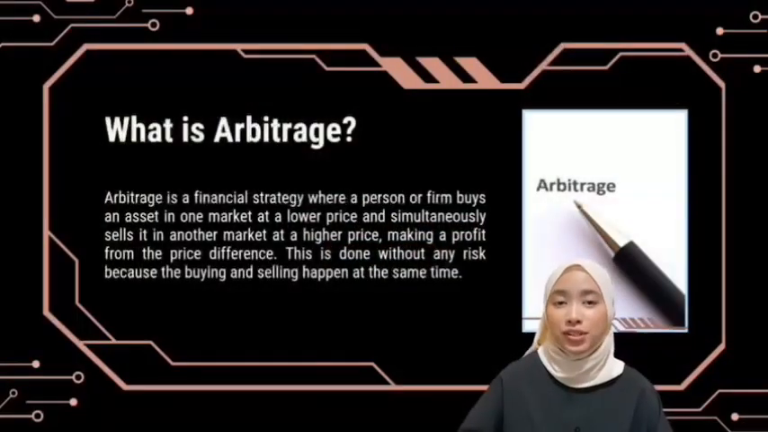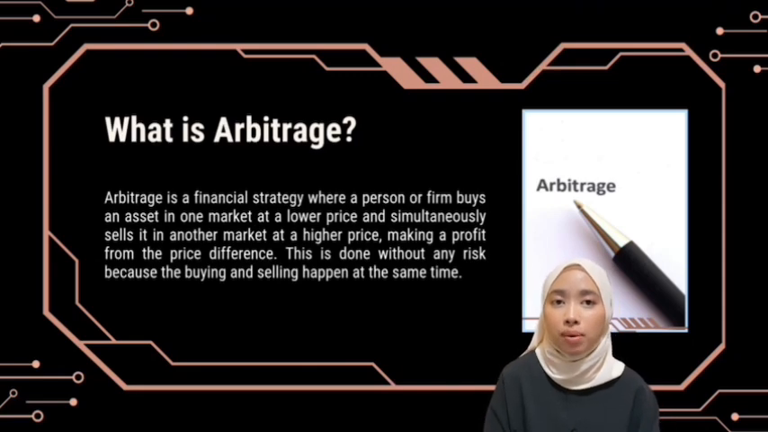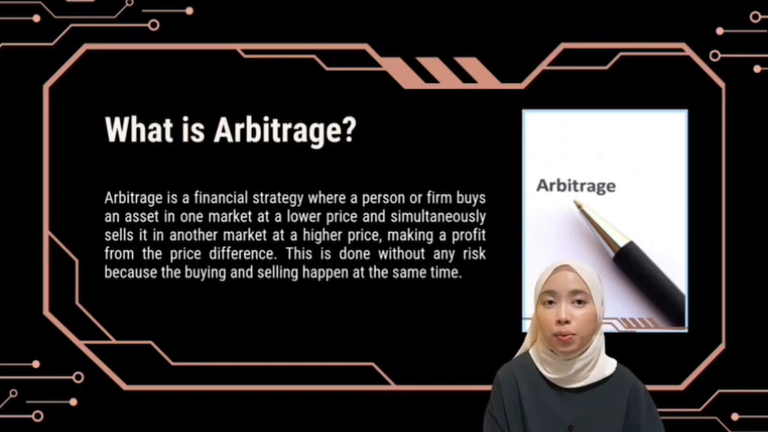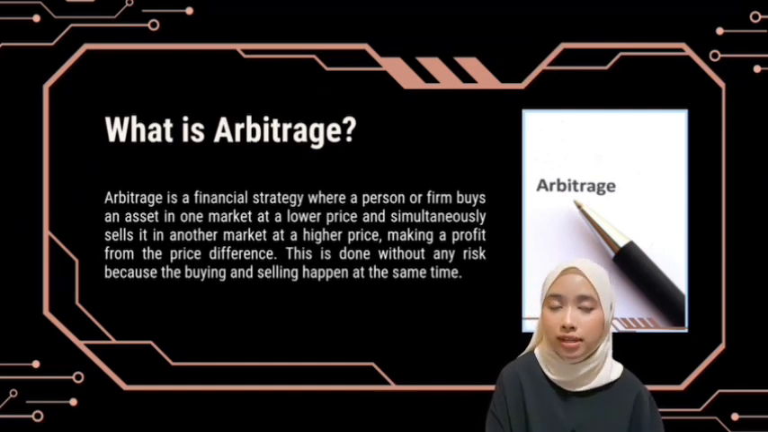Now, I will explain about arbitrage. Arbitrage is a financial strategy where a person or firm buys an asset in one market at a lower price and simultaneously sells it in another market at a higher price, making a profit from the price difference. This is done without any risk because the buying and selling happen at the same time.